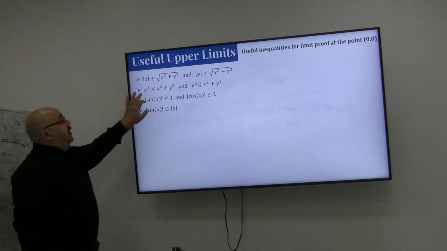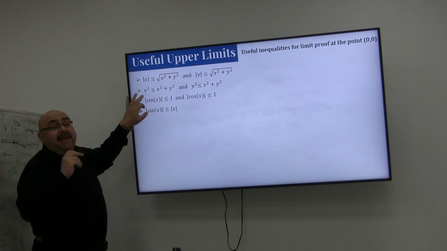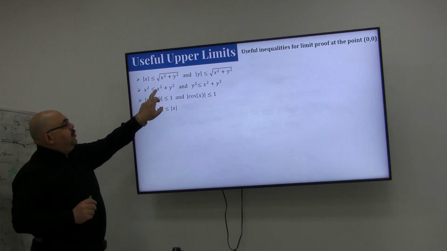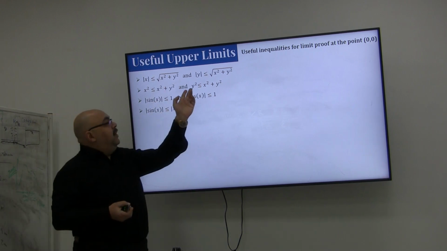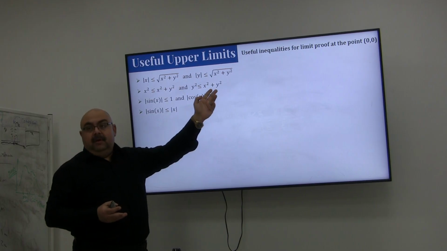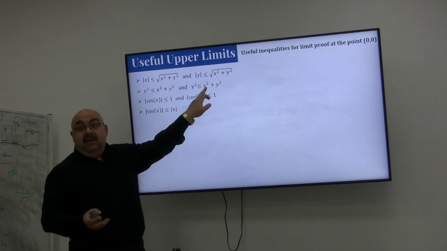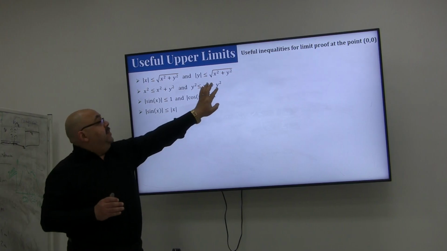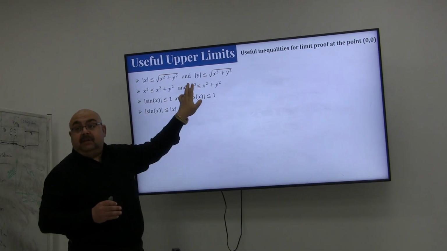If I have only x squared, I can freely replace it by less than or equal to x squared plus y squared. And it makes sense, okay? Also y squared, for sure, is going to be less than or equal to x squared plus y squared. If x is equal to 0, they will be equal to each other. If there is any value of x, then the right hand side will be greater than the left hand side.